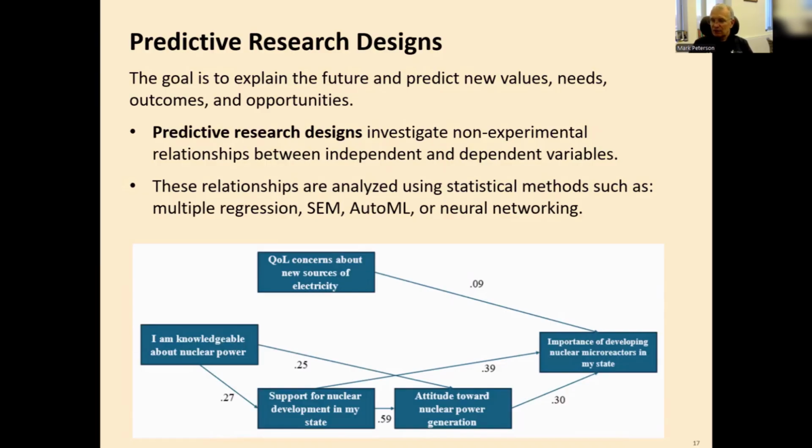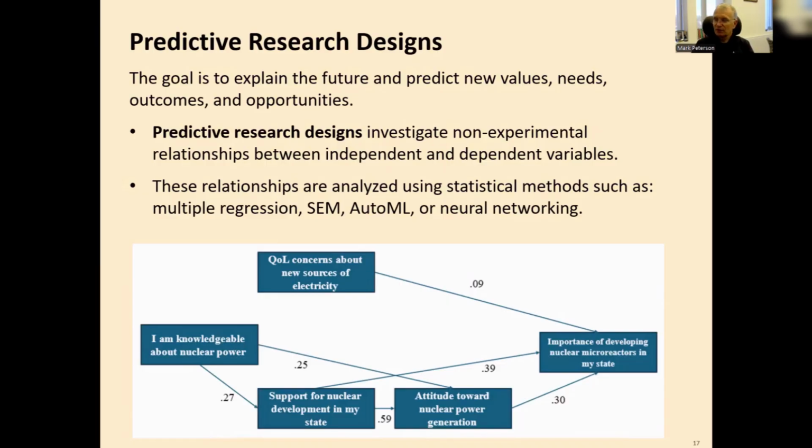So the upstream construct on the left is "I am knowledgeable about nuclear power," and these linkages, the rectangles, could be anywhere from minus 1.0 to plus 1.0, but they're positive 0.27, 0.25. So this knowledge influences support for nuclear power in the state and attitude toward nuclear power generation. And then those two mediating variables influence the importance of developing nuclear microreactors in my state.